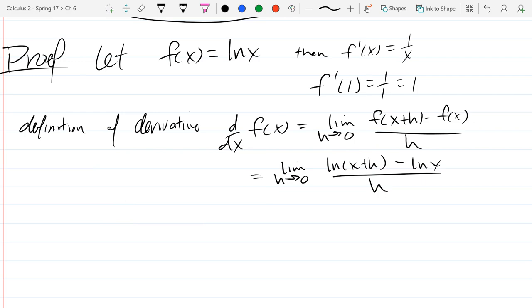What natural log algebraic property can I use here? Subtracting two natural logs. So subtraction outside is division inside. Addition outside is multiplication inside, and subtraction outside is division inside. So we get ln of (x plus h) over x. Now, let's multiply by 1 over h, so we don't have what looks like fractions of fractions.